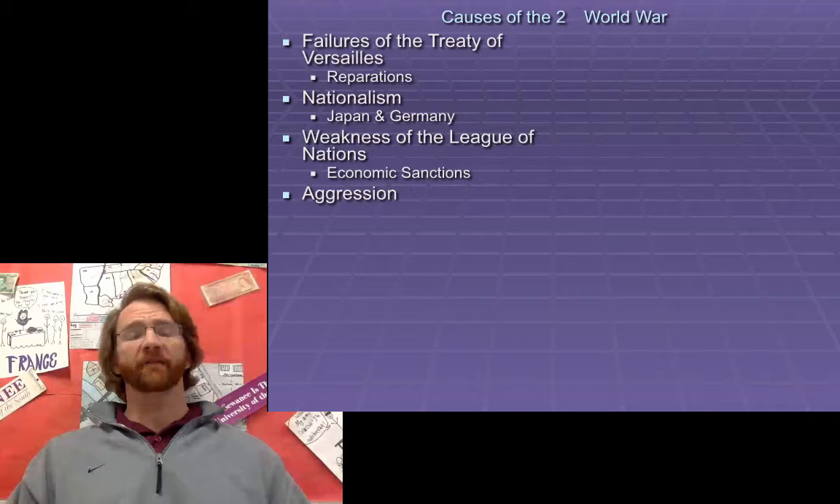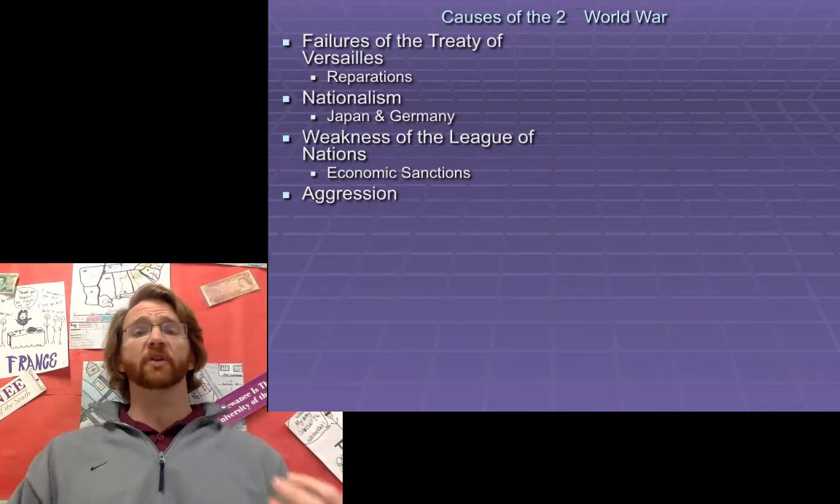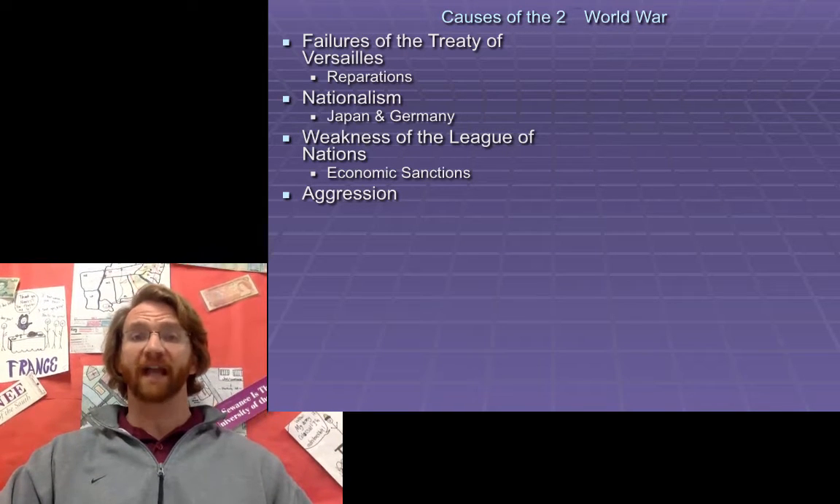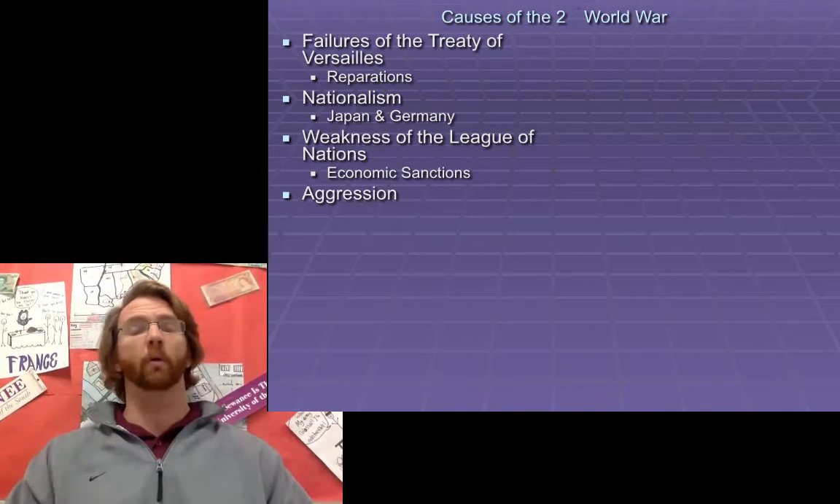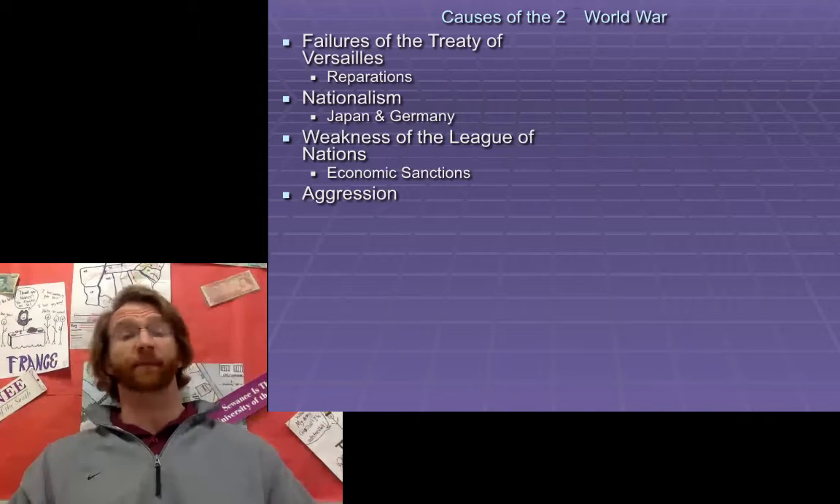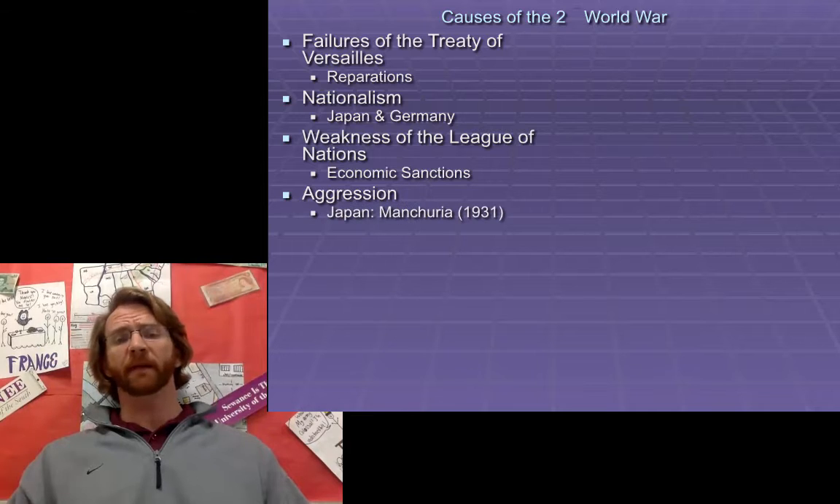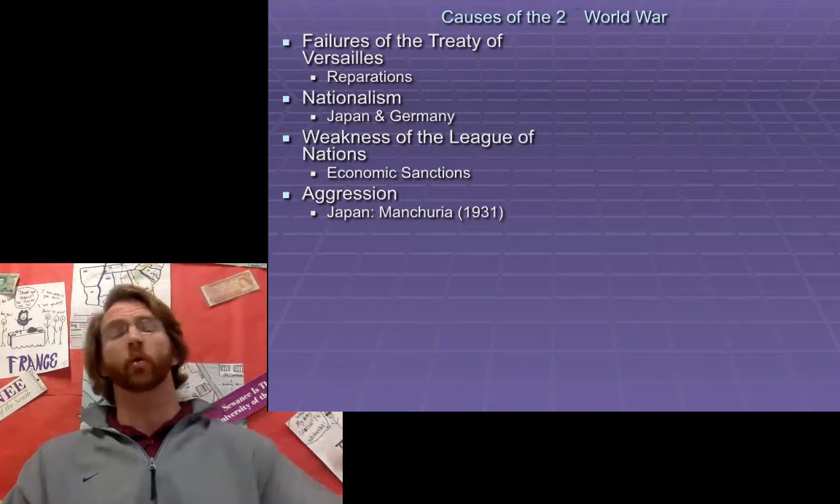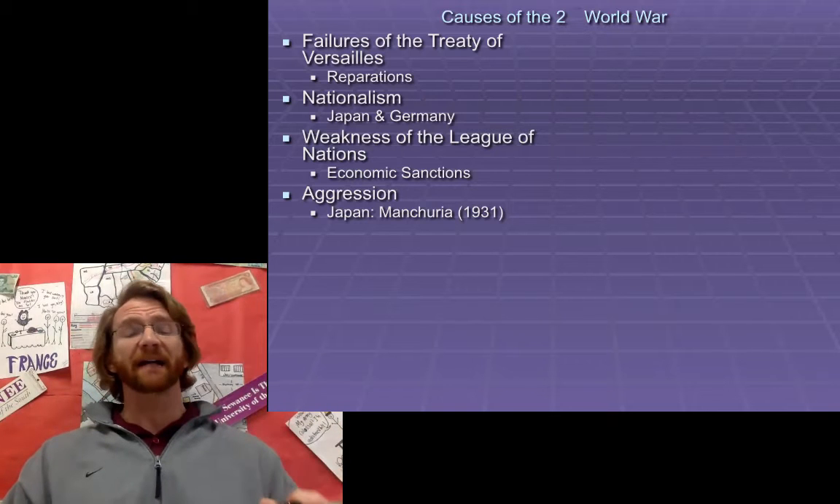Fourth cause of the Second World War was simply put, aggression. What we see are three countries now beginning to become aggressive in their desire to gain land, again, just like in World War I, and no one willing to stop them in doing this. The first example of aggression, and really many people believe that World War II began when Japan invaded Manchuria, which is a northern section of China, in 1931.